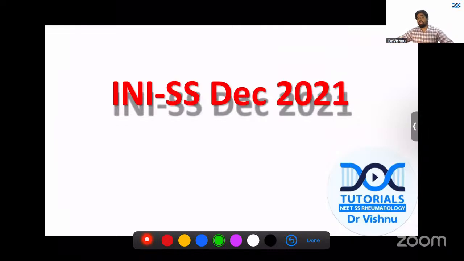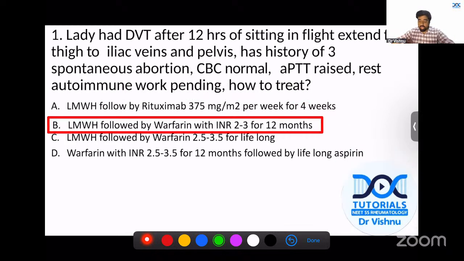So we'll go year by year. From the first INI-SS, we'll cover all INI-SS papers. I think there have been 7 sessions of INI-SS that have happened till now. Before that, there used to be separate exams, as we know. Now, INI-SS is clubbed of all the institutes, all the Institutes of National Importance. There have been papers since November 2021, and those are what we'll be discussing.